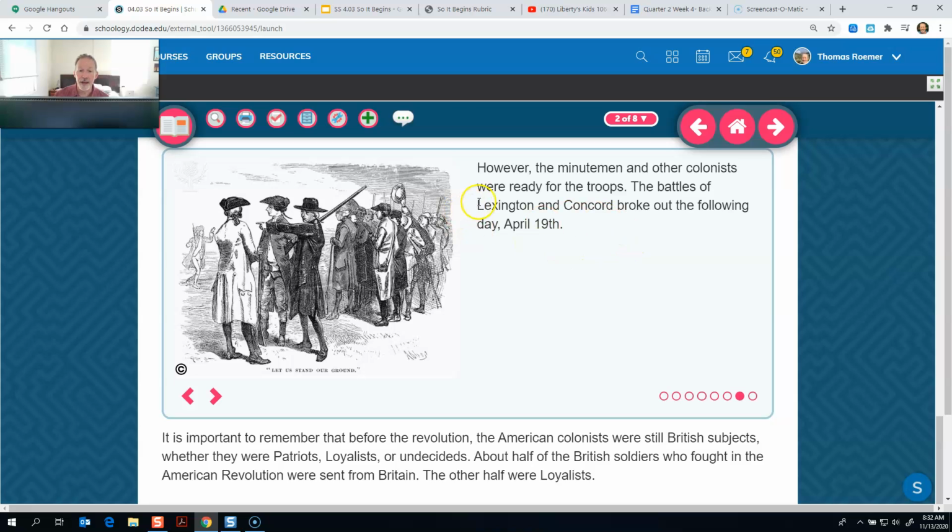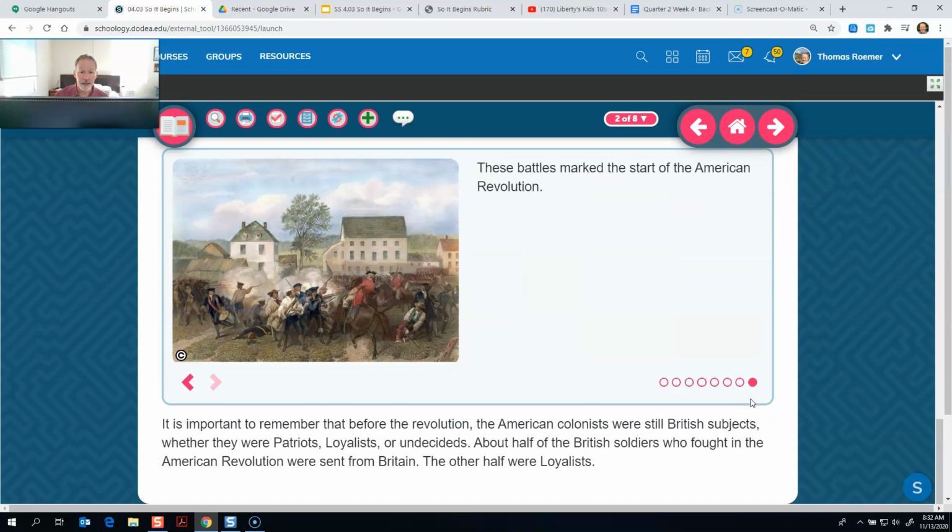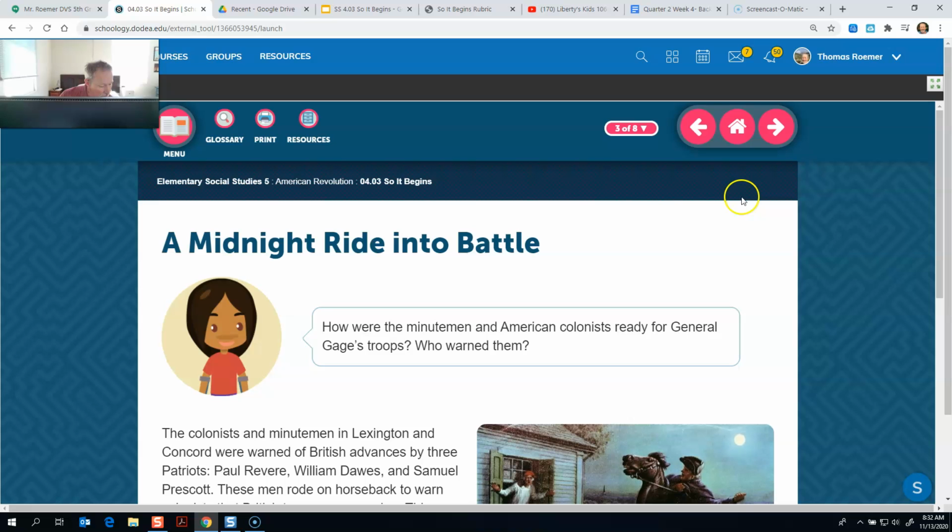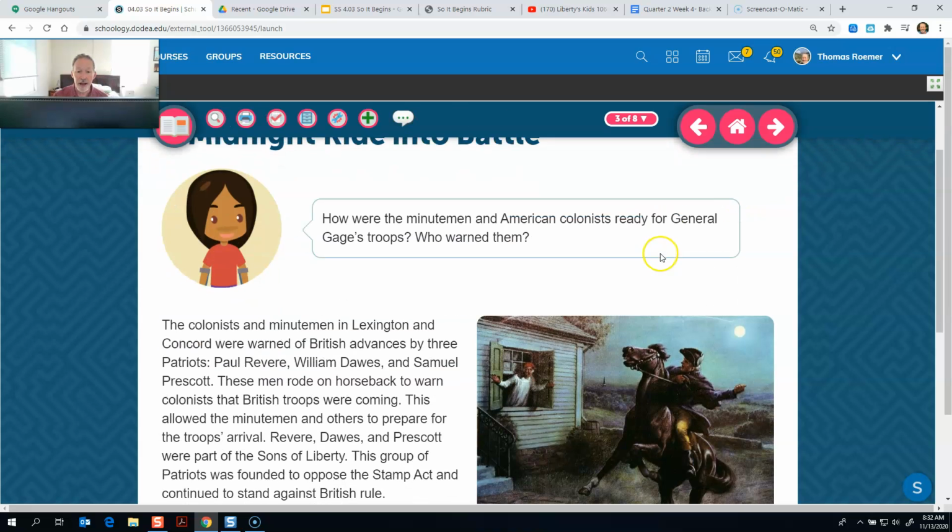So those are two battles we're going to have to look at right here. The battles of Lexington and Concord. That's what we need to know: what are the battles, who was involved, and what happened. And those battles started the Revolutionary War. All right? So guys, go ahead and read a little bit more closely. I explain them to you. We'll go on to slide 3, which is Paul Revere's Ride.